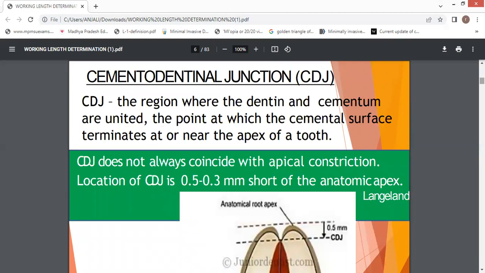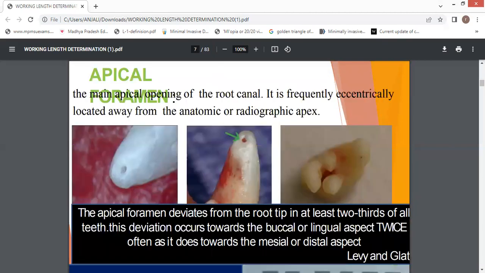Cementodentinal junction, which is called CDJ: the region where the dentine and cementum are united, the point at which the cemental surface terminates at or near the apex of a tooth. CDJ does not always coincide with the apical constriction. Location of CDJ is 0.5 to 0.3 mm short of the anatomical apex, which is given by Lange.